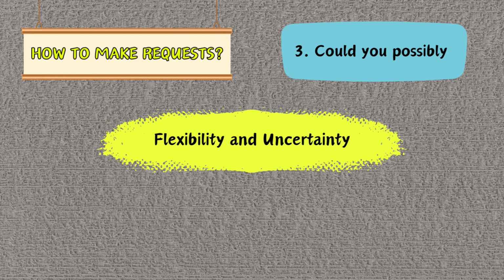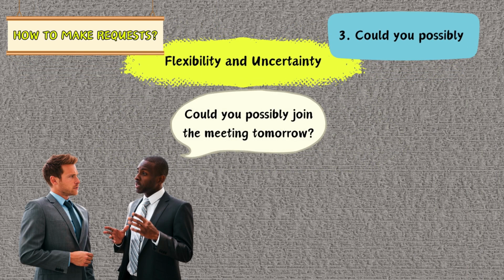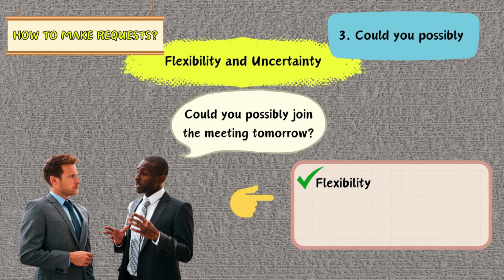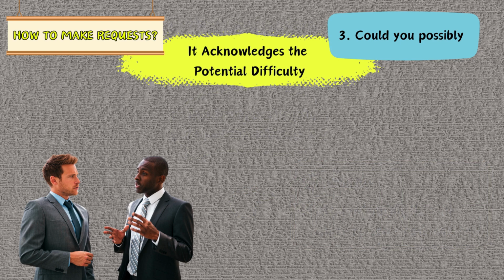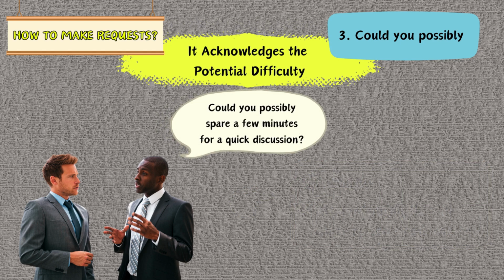Flexibility and uncertainty. Example, could you possibly join the meeting tomorrow? The inclusion of possibly suggests flexibility, acknowledging that the other person's schedule might be uncertain or busy. It acknowledges the potential difficulty. Example, could you possibly spare a few minutes for a quick discussion?